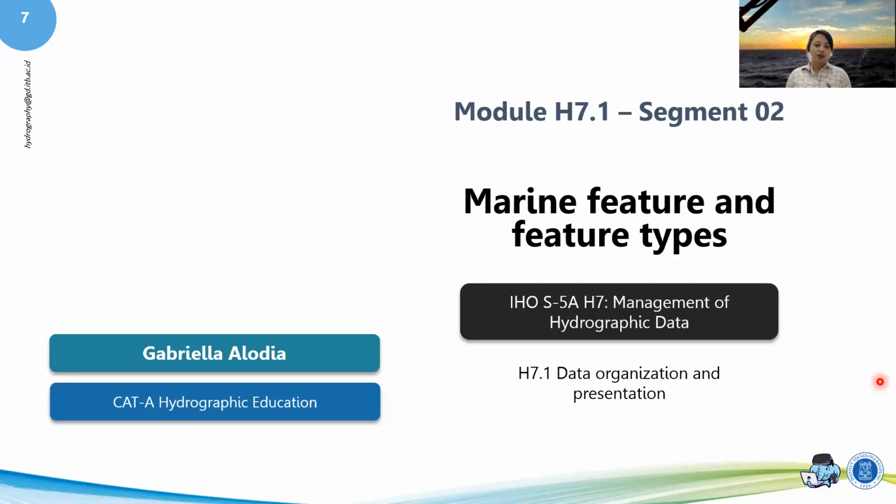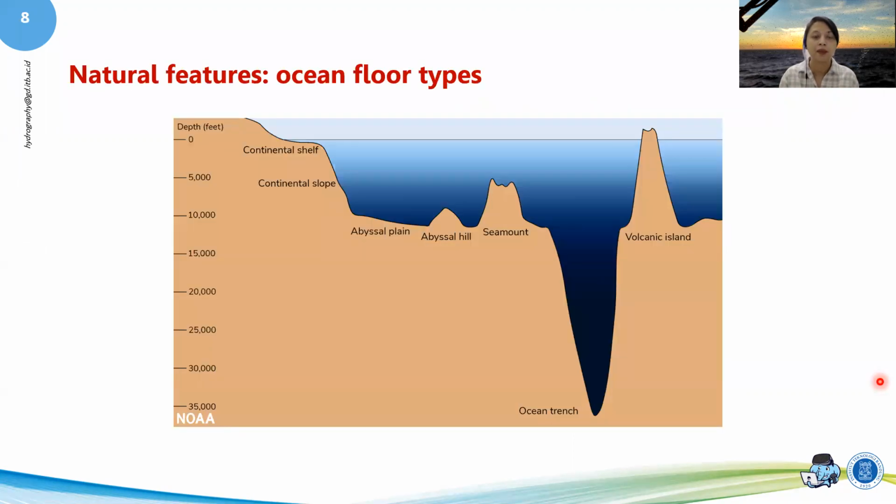Now we have understood what databases are, what spatial databases are, and the types of features that we could define in a spatial database. We will talk specifically about marine features and the feature types, okay? So the first feature that we would like to know is the natural features, of course. So we've got ocean floor types. This is just the general idea of it.